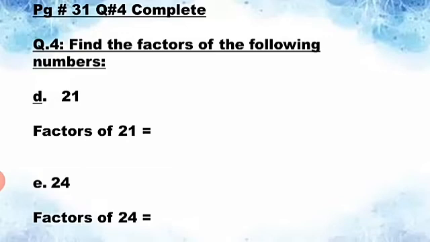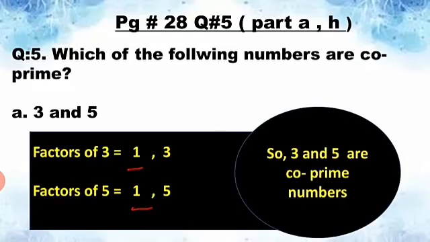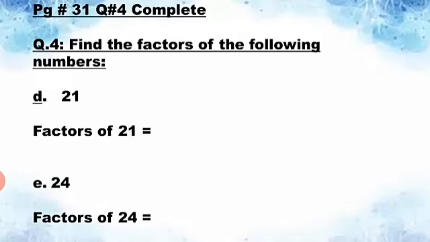So class, our next work is page number 31, question number 4 complete. Now find the factors of the following numbers. And one more thing, class, you have to do part H by yourself. Okay. Now page number 31, question number 4 complete. Find the factors of the following numbers. Okay, here we have part D and E, and you are supposed to do the remaining parts by yourself.